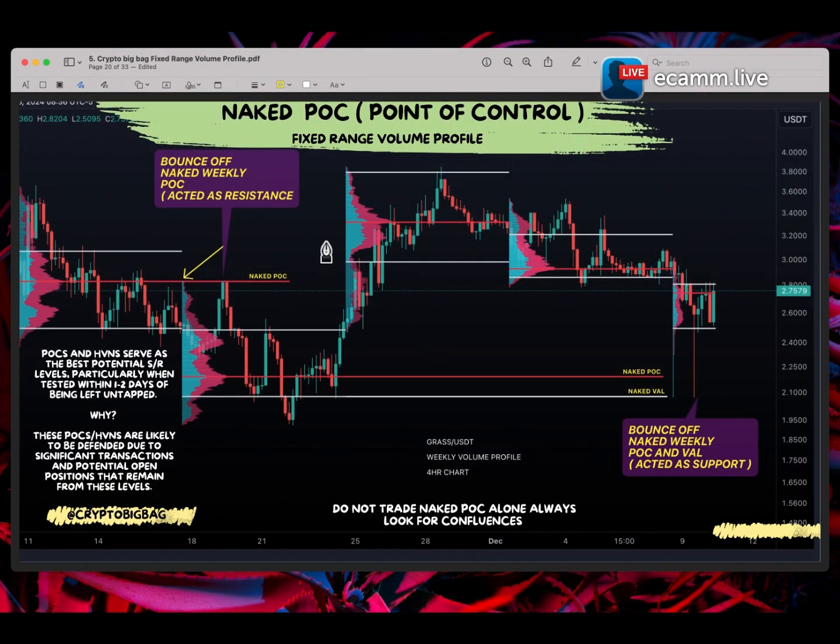Naked point of control, using this GRASSUSDT chart with the weekly volume profile as an example. The current week, the previous week, 3 weeks ago, and this one is 4 weeks ago. The POC of 4 weeks ago has not been traded to. Price drops down into the naked point of control of the previous week and bounces with a reversal candle.